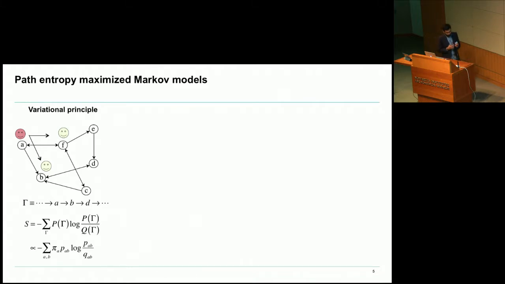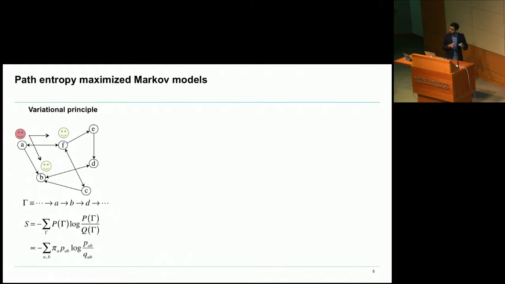Now, if the dynamics of this hopper are Markovian, the entropy can in fact be decomposed in terms of the stationary distribution of the hopper and the transition probabilities of the hopper. So pi_A here is the stationary distribution of some Markov process, and P_AB is the probability of going from state A to state B in one time step.